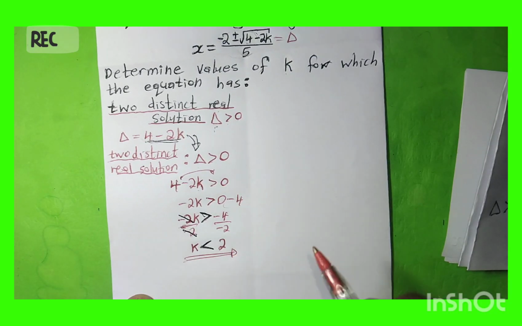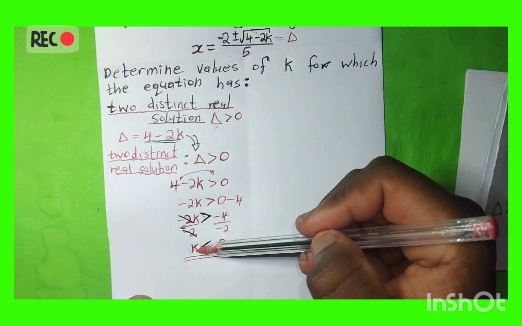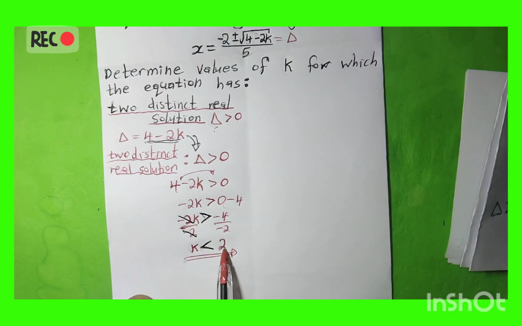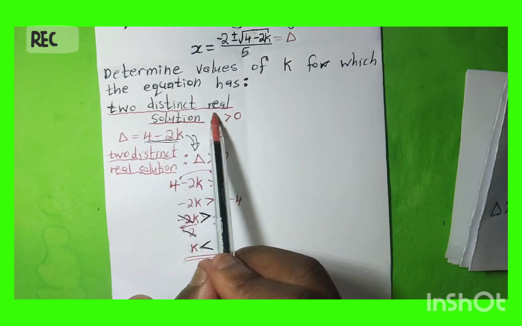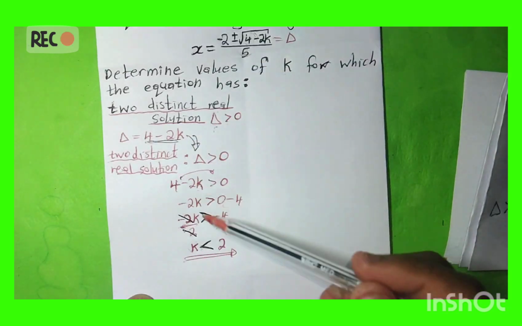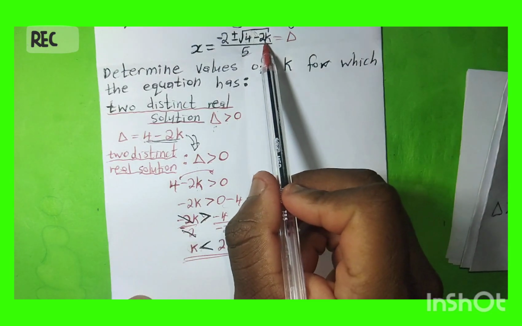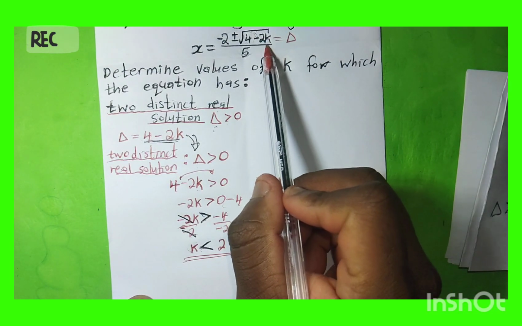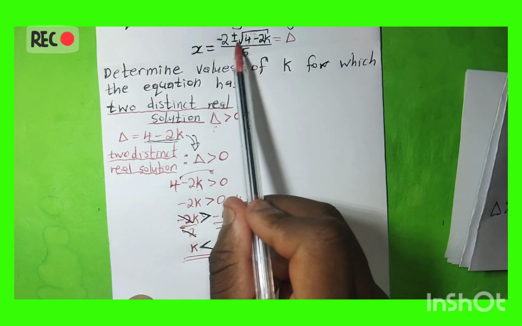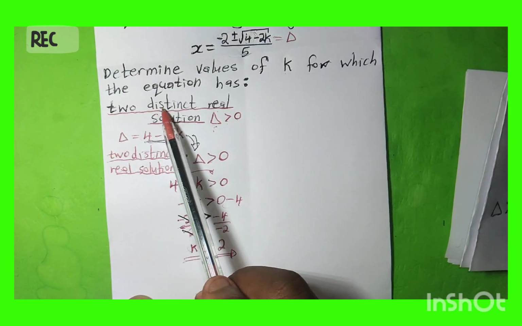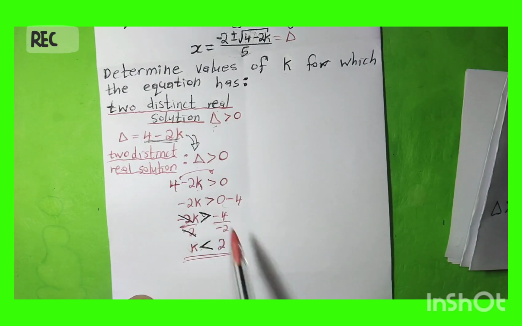So what does this mean? It means that all values of k which are less than 2 will make those solutions have two distinct real solutions. The moment I substitute any value which is less than 2 here, I will only get different answers. Two distinct real solutions, meaning two different real solutions.